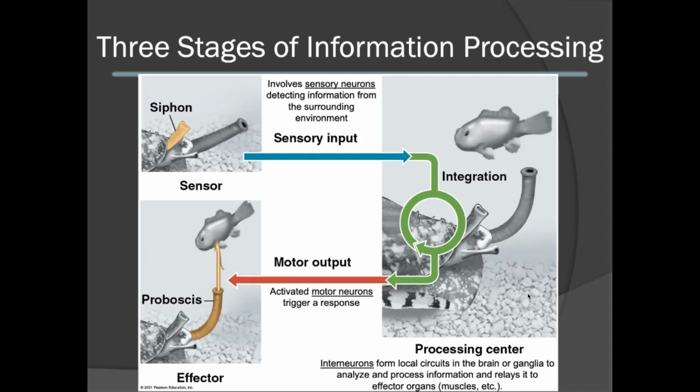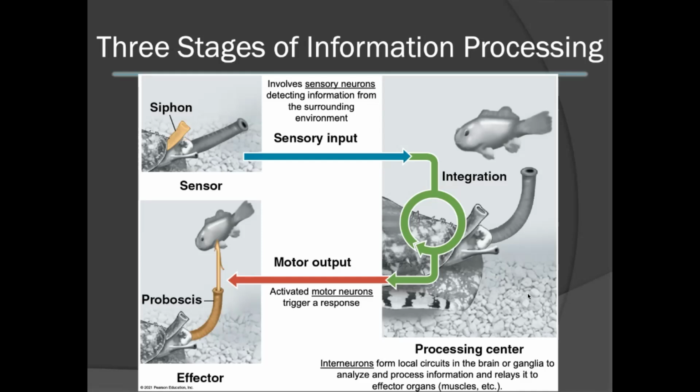There are three main stages in information processing. These involve sensory input, integration of the information, and motor output. Sensory input involves the sensory neurons that detect information from the surrounding environment. These will then relay this information through the use of interneurons, either to the brain or to ganglia that are distributed throughout the body. The brain and ganglia are responsible for processing this information and relaying any of the information to the effector organ to initiate a response.